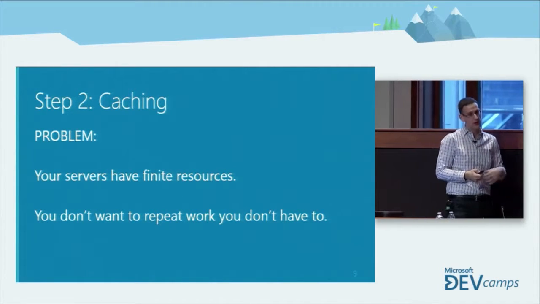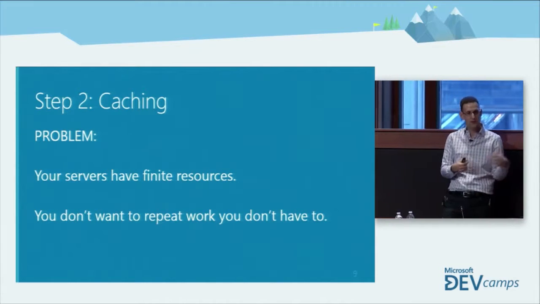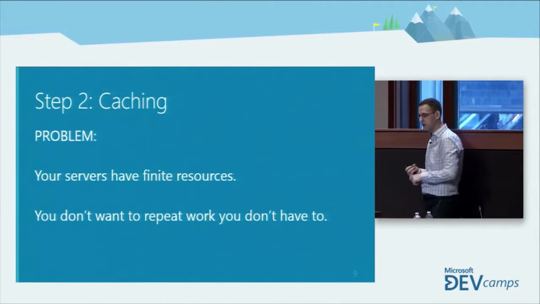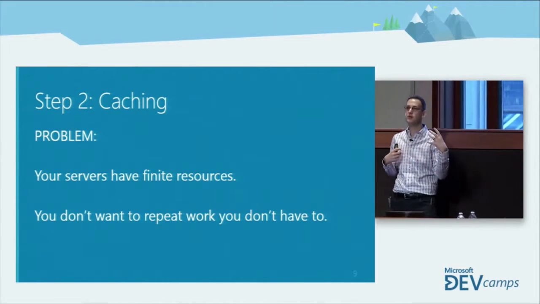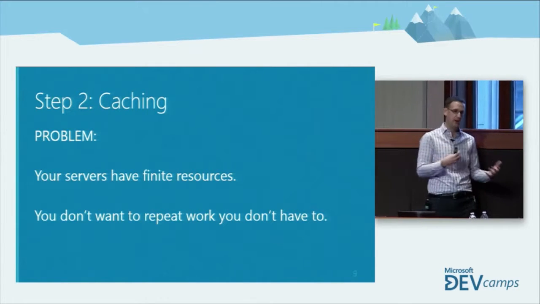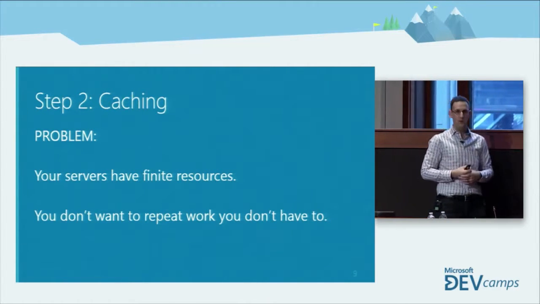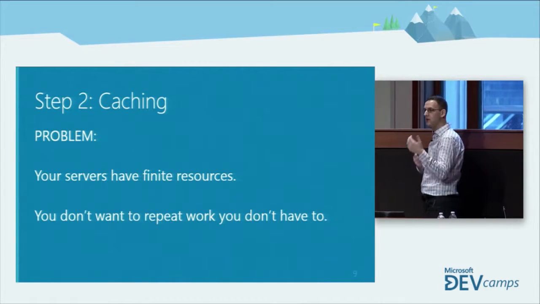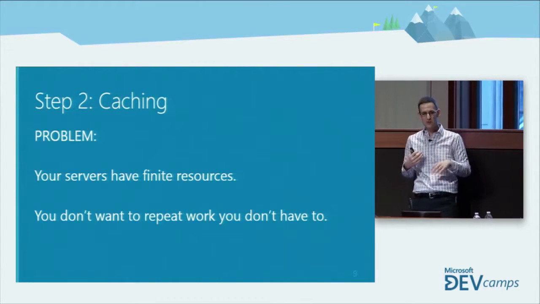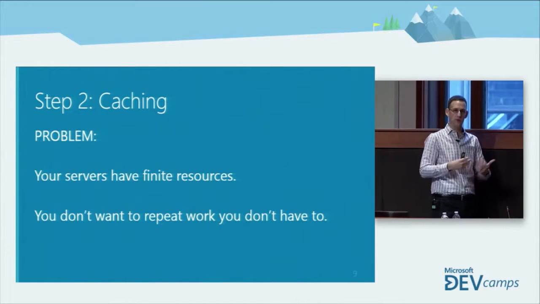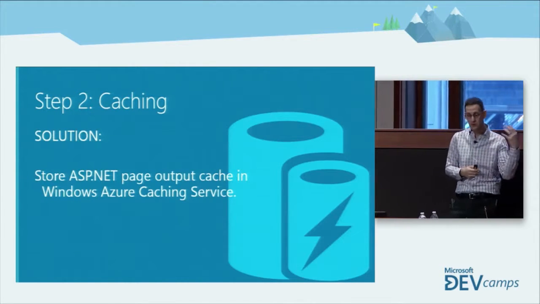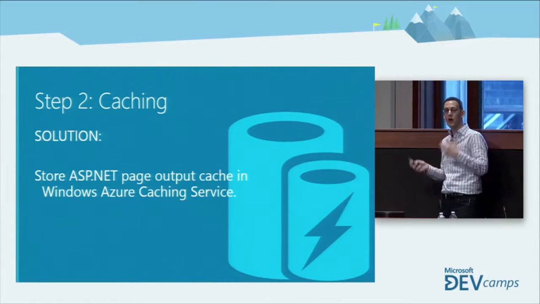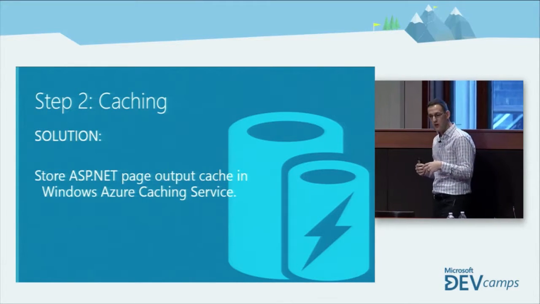Another thing you can do to increase the performance per server that you're managing, to deal with these different types of load profiles, is to use caching. So your servers have finite resources. Typically in any cloud environment, you define how much CPU and how much memory you're going to use. And you can use caching to essentially decrease generally the CPU requirements of your server. So you can use ASP.NET Page Output Cache and Windows Azure Caching Service to do this.